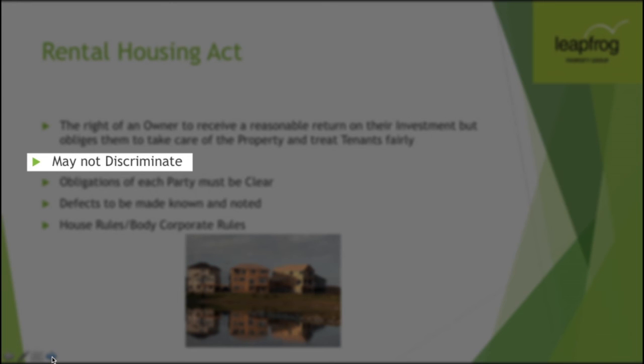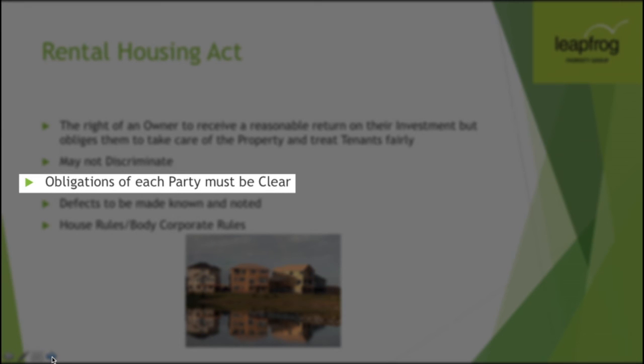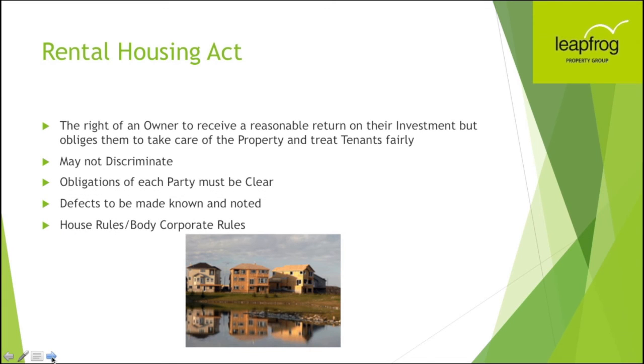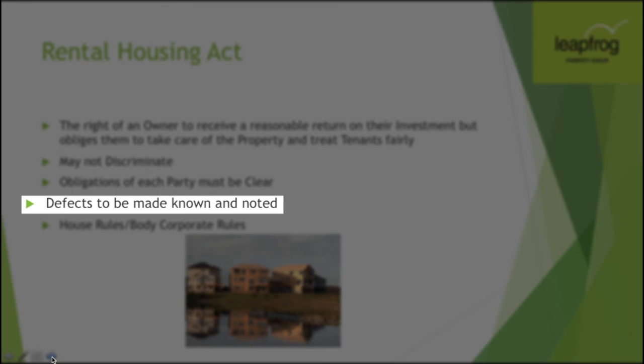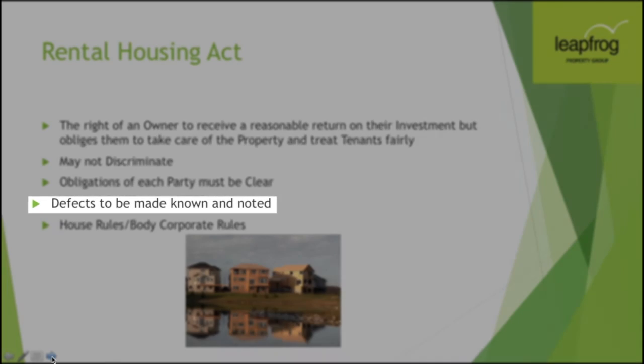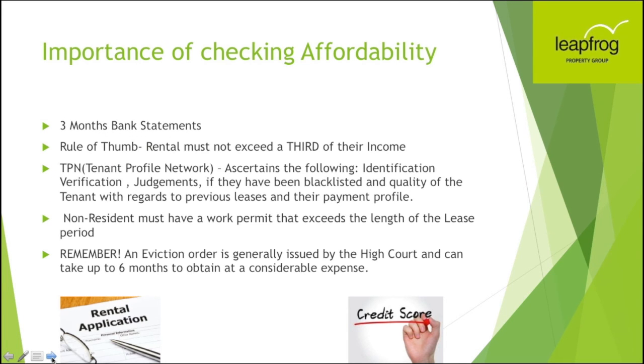House rules or body corporate rules need to be made clear. The rights and obligations of the parties to the contract must be very clearly and simply put. Defects are to be noted and included in any rental agreement. So what does this mean?